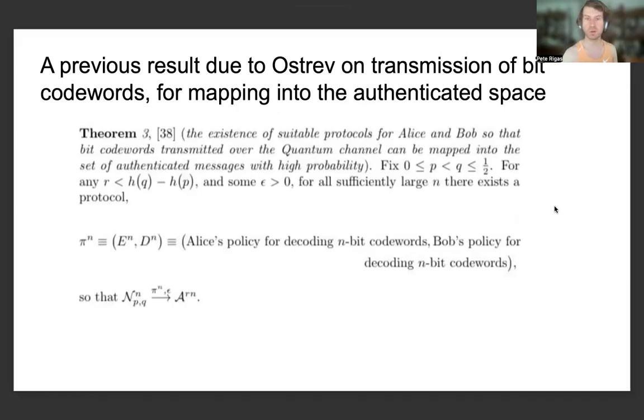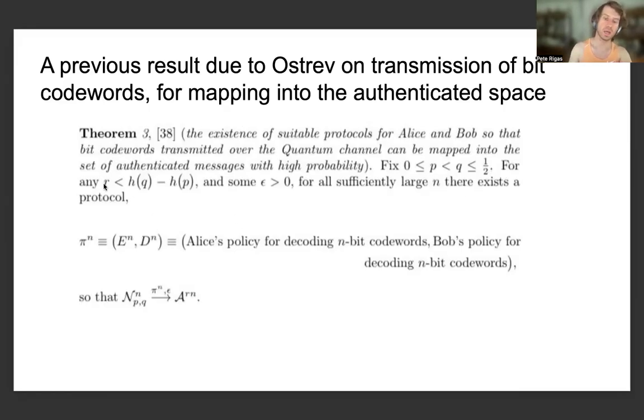In a previous result, which we had belabored quite a bit and have been describing at a couple of points in this presentation, the result due to Ostrev is based upon the transmission rate of bit cohorts for mapping into the authenticated set of all cohorts with high probability. So again, just to briefly reiterate, we're talking about the existence of suitable protocols for Alice and Bob so that bit cohorts transmitted over their shared quantum channel can be mapped into the set of authenticated messages with high probability. So basically fixing two parameters P and Q, which satisfy this condition, which is in terms of the probability of bits of the classical code word being flipped when they're transmitted over Alice and Bob's quantum channel or even over Alice and Eve's quantum channel.